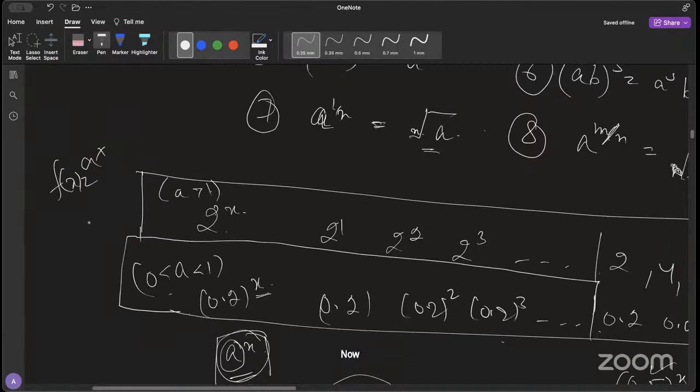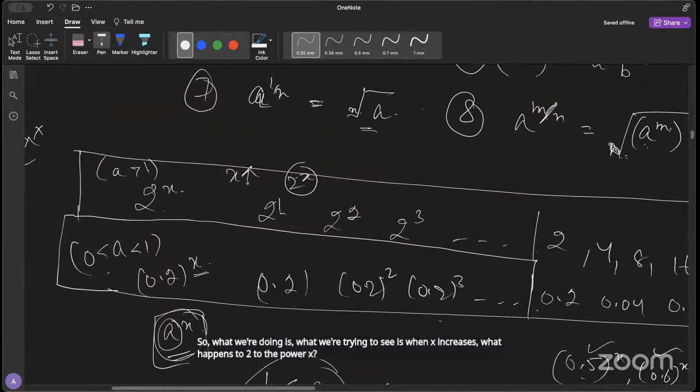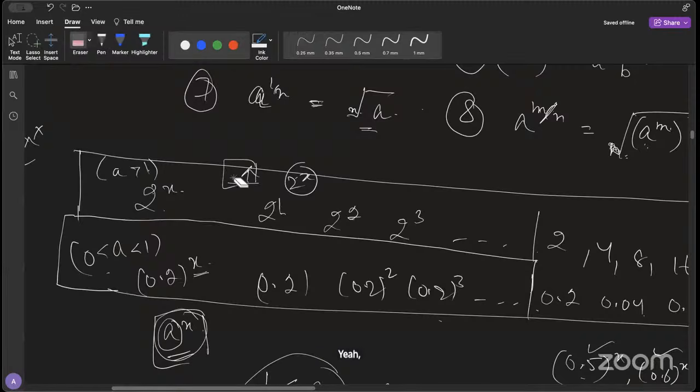Now I can't take all the values. I can't take 2 to the power 0.792. You can't find this, right? So that's why we're only taking natural numbers here. What we're trying to see is, when x increases, what happens to 2 to the power x? If I increase the power x, 2 to the power x also increases, but it decreases here, right?